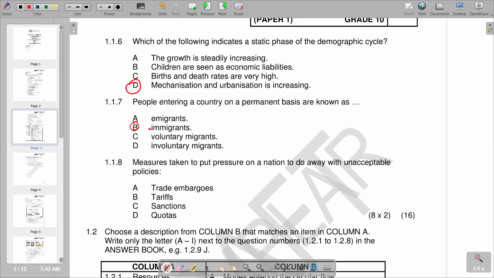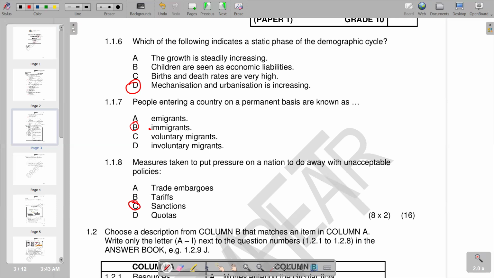Then go to 1.1.8. Measures taken to put pressure on the nation to do away with unacceptable policies. Remember, on the explanation, that we have sanctions. A sanction basically is an action that is taken or an order that is given to force a country to obey certain international laws. So this can be done by limiting or stopping trade with that country. For example, they might use an instrument of not allowing aid to that country, so that they force that country to abide by what they want. So we have got sanctions here as the correct response.